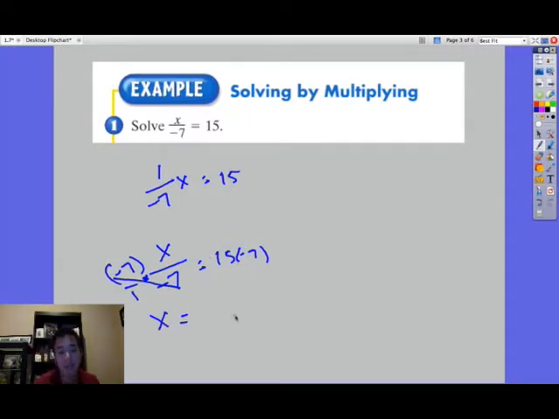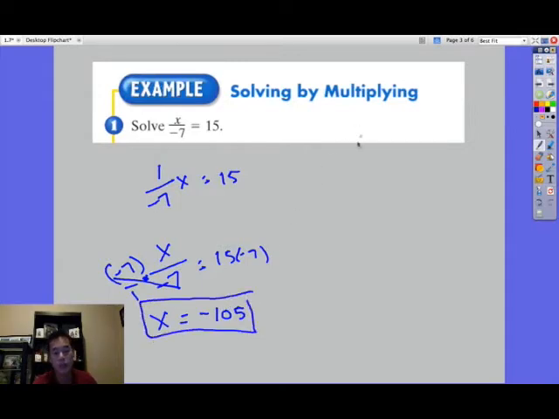a positive 15. If you can't do that quickly in your head, we can work on our mental math right here. You know that negative 7 times 10 is negative 70, and 15 is 10 plus 5, and 7 times 5 is 35, so 35 plus 70 is going to be a negative 105. And that's my final answer.